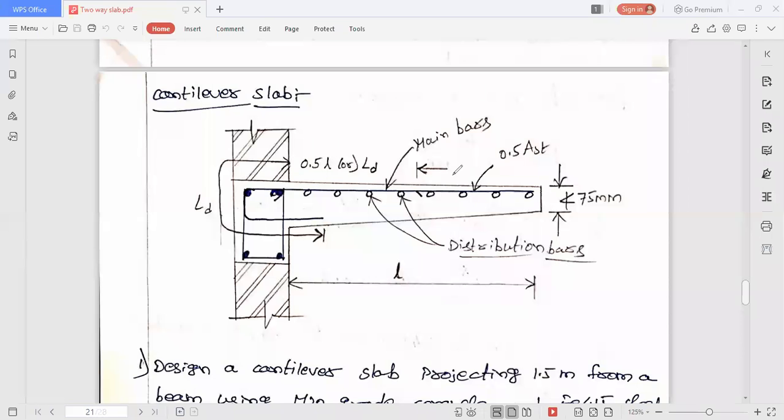Now, this is an example of a cantilever slab. In general, where will we get a cantilever slab? The sunshade. An example of a cantilever slab is a sunshade. What do you mean by sunshade? On every opening, that means door or window.